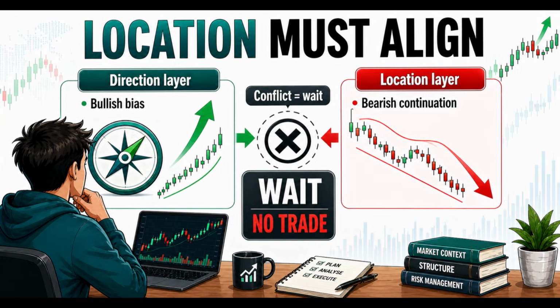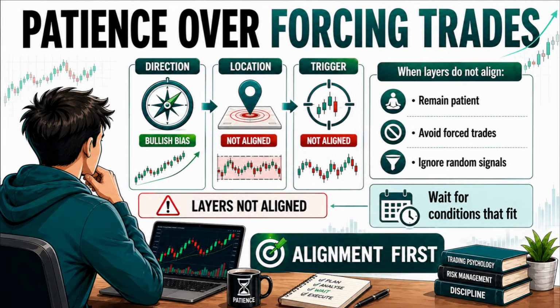There is another important point about location. The higher timeframe setup must be aligned with the direction layer. If the higher timeframe structure conflicts with the broader market direction, the correct action is often to wait. In other words, no trade. For example, imagine the macro environment suggests a bullish bias, but the higher timeframe structure shows a strong bearish continuation pattern. In this situation, the location layer is not aligned with the direction layer. When that happens, the framework suggests that traders should remain patient rather than forcing a trade.